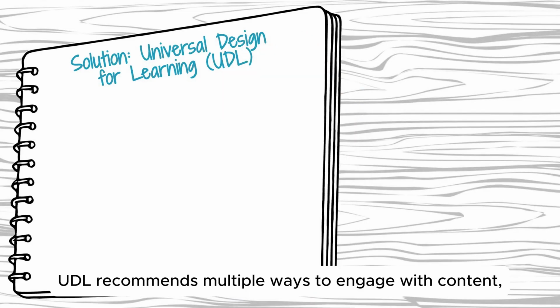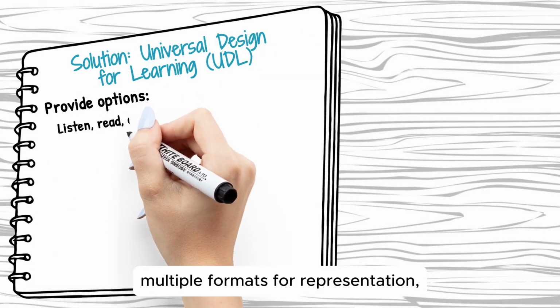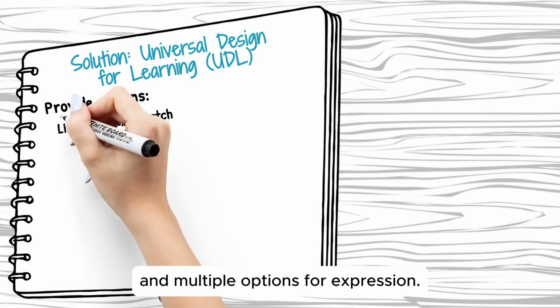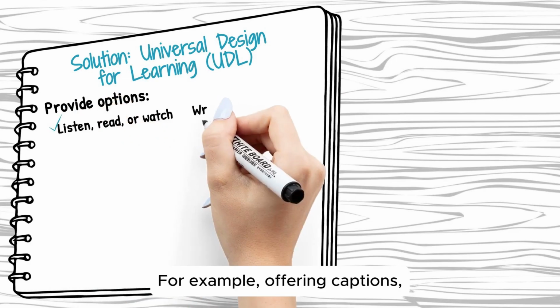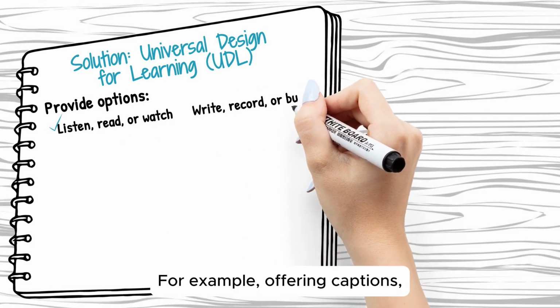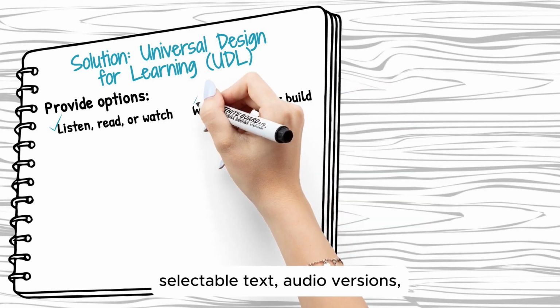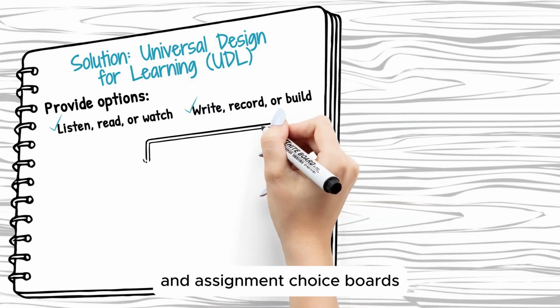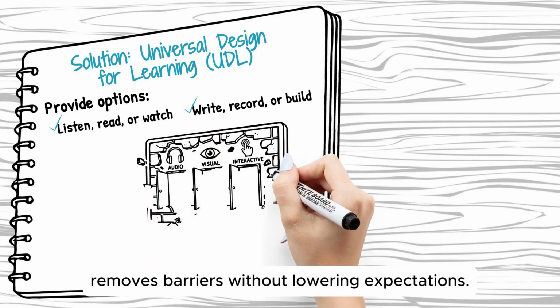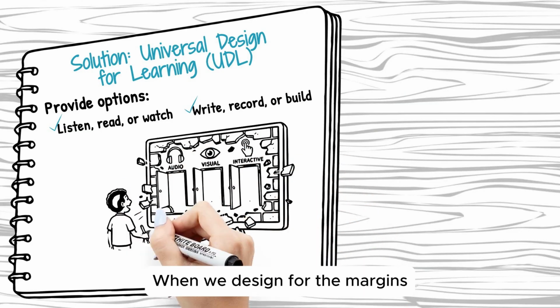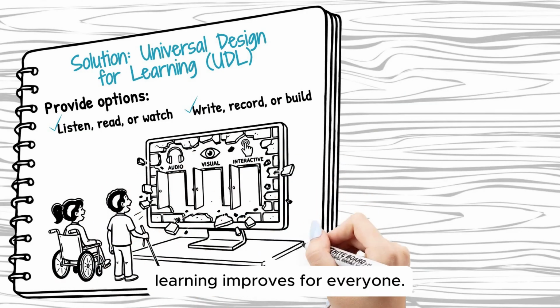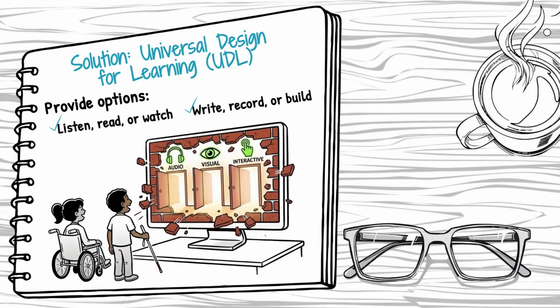Universal Design for Learning, developed by CAST, provides a proactive framework for inclusion. UDL recommends multiple ways to engage with content, multiple formats for representation, and multiple options for expression. For example, offering captions, selectable text, audio versions, and assignment choice boards removes barriers without lowering expectations. When we design for the margins, learning improves for everyone.